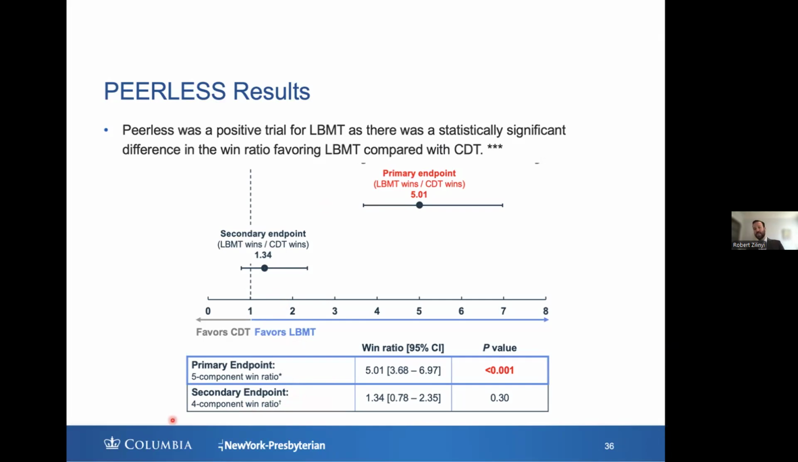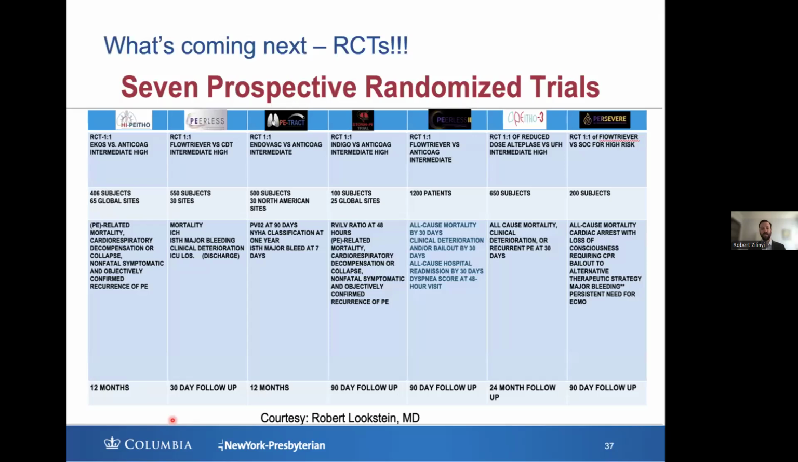And so this doesn't mean that this is a negative trial, because the real endpoint here was, can we safely and effectively do this procedure? And what this showed us was that we can. There were very low rates of procedural complications. Mortality was less than 1%, and major bleeding was less than 1% as well. That being said, this has also spurred many further prospective randomized trials, which are currently enrolling.